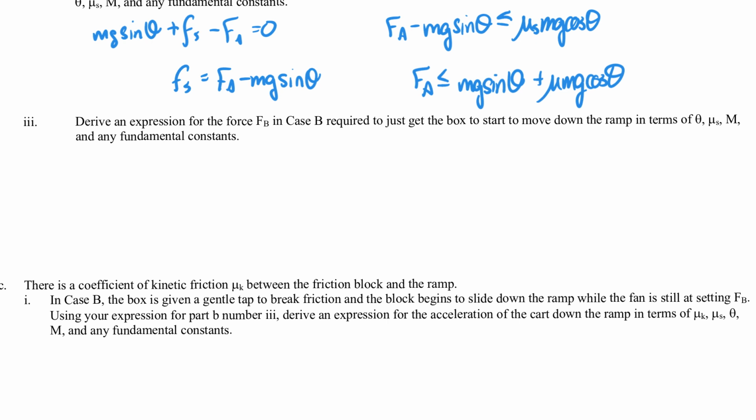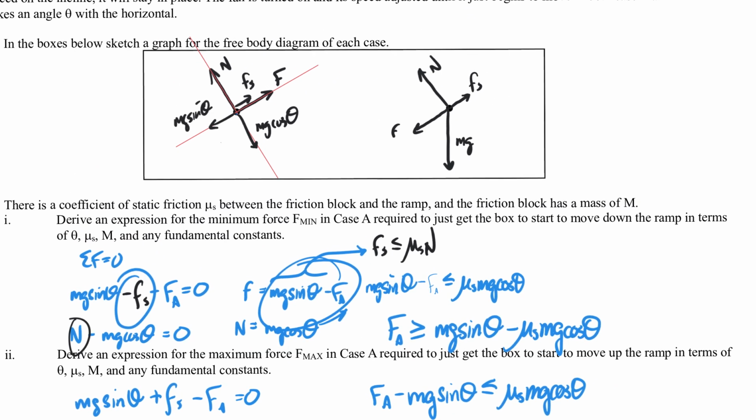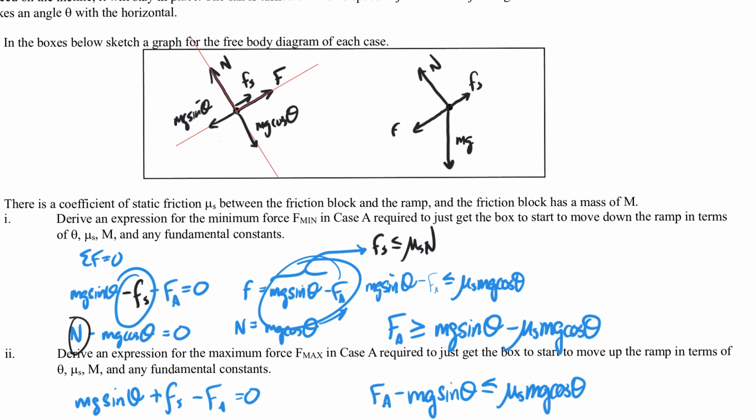I mean, the applied force is now down the ramp, correct? And it's saying, derive an expression to just get the box to move down the ramp. So I am talking about friction being up the ramp. All good? So I'm looking at Fa plus mg sine theta minus friction equals 0. Still want to know where that threshold is. But I'm just looking at the picture. The applied force is down the ramp. Friction is up the ramp. And I'll have mg sine theta going down the ramp as well.